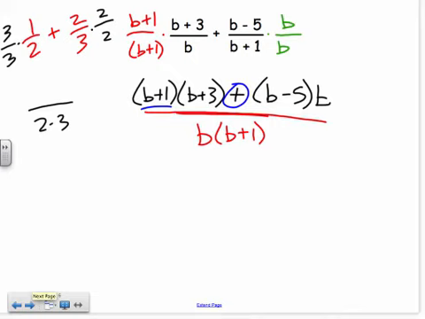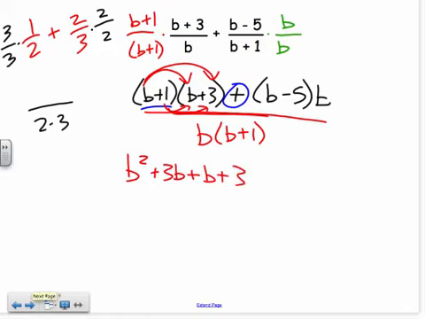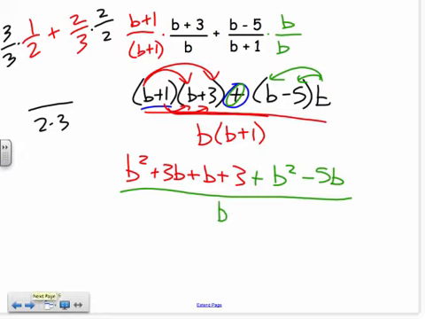Okay? So let's look at this. What I need to do is run through my FOIL, right? I've got to distribute. So in this top one, this b plus 1 times b plus 3, I've got to distribute: b times b, b times 3, 1 times b, 1 times 3, to give myself b squared plus 3b plus 1b plus 3, right? And let's distribute this b over here as well. So b times b and b times negative 5. And I've got to put my plus sign down here. So I have b squared minus 5b. And that is all over b times b plus 1.